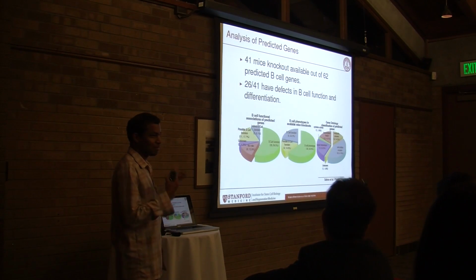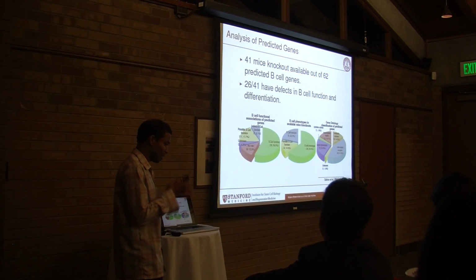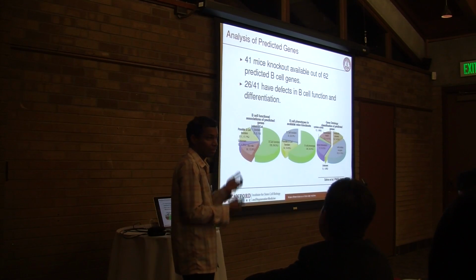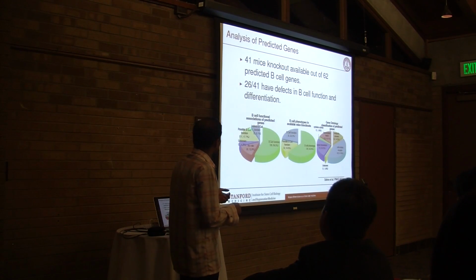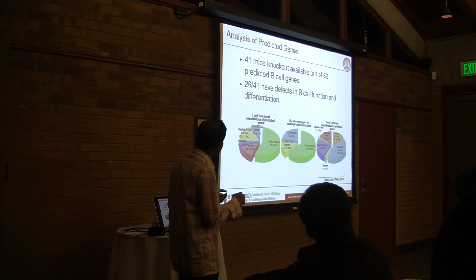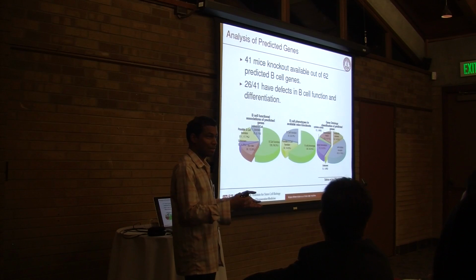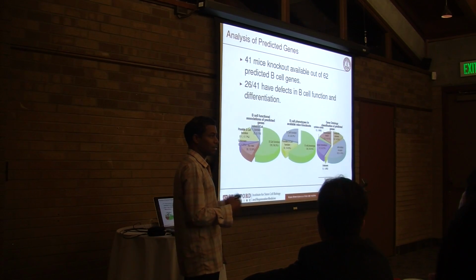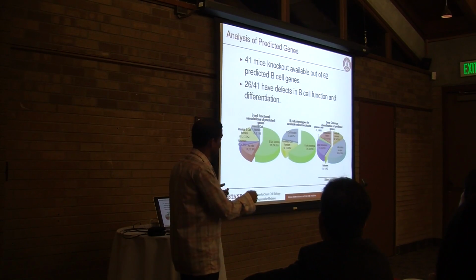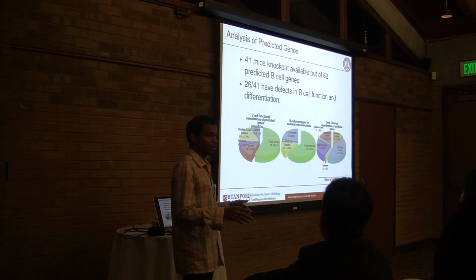So you might think that in some of these mice, people have looked at what happens in their B cells. They have B cells in them. And if you look at the literature, 26 out of 41 have specific defects. They have reported specific defects in B cells. So this is a confirmation of the genes that we predicted purely computationally.